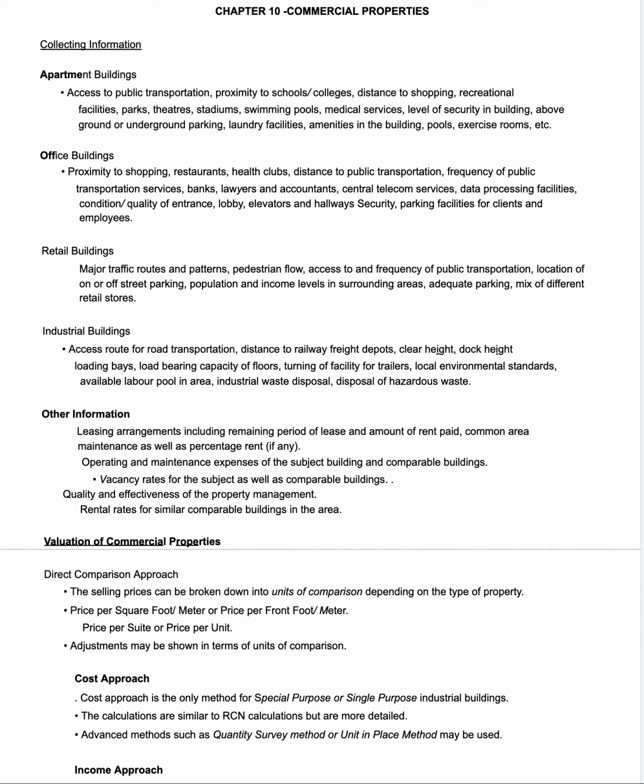When using the direct comparison approach for commercial properties, the selling price of the comparables would normally be broken down into one or two of the following units of comparison: price per unit per square foot per meter, price per front foot per meter, price per suite, and price per unit. The decision as to which unit of comparison to use will depend on the type of property and the action of typical buyers and sellers in a specific marketplace.